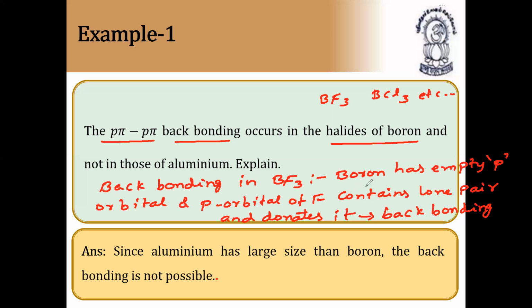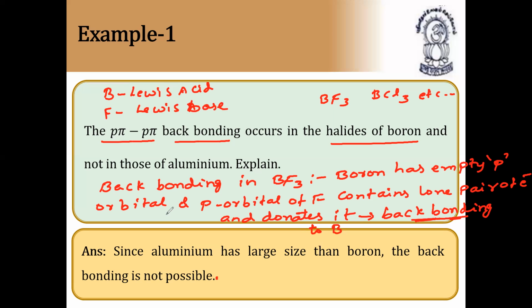So what is back bonding here? Boron has an empty p orbital and the p orbital of fluorine contains a lone pair of electrons. Fluorine donates it to boron, and this bonding is called back bonding. Since aluminum has a larger size than boron, the back bonding is not possible, whereas for boron it is possible because of fluorine content. In BF3, boron acts as a Lewis acid and fluorine is donating its lone pair, so it is acting as a Lewis base. So this is called back bonding.